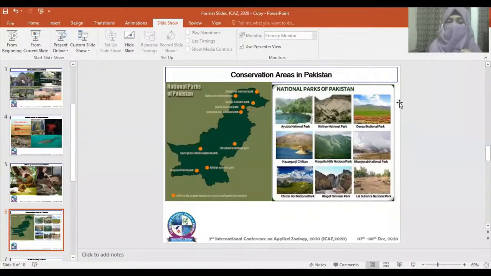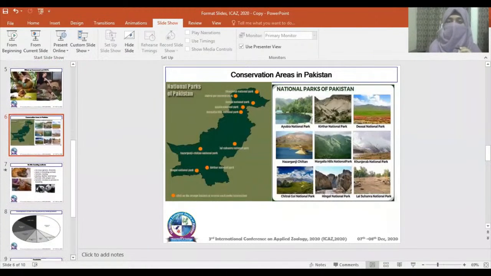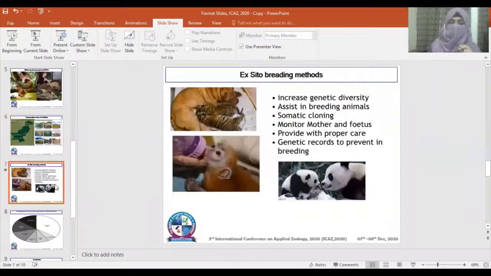Like in the Ayubia National Park, brown bears are kept in captivity and are breeding there to increase their number. And the second major aspect of zoological gardens is ex situ breeding methods and the research perspective that takes place in zoological gardens. As we know, ex situ breeding methods are very helpful for those animals that are going extinct or are on the verge of extinction, as they increase their genetic diversity and assist the breeding of animals in captivity.